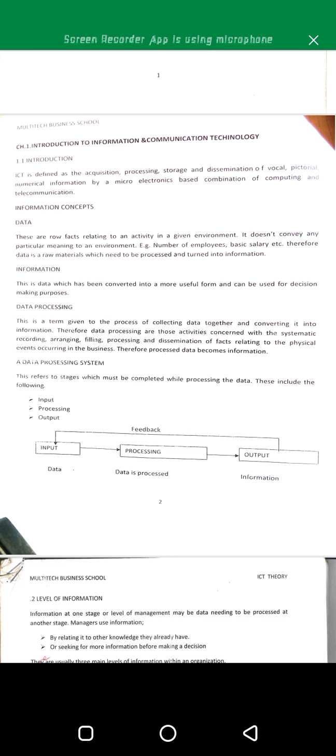Acquisition is the word, this comes from the word acquire. Acquiring, that is acquiring data or information. So acquiring information, processing this data or information, storing this data. Dissemination means breaking down of this vocal, pictorial, numerical information.